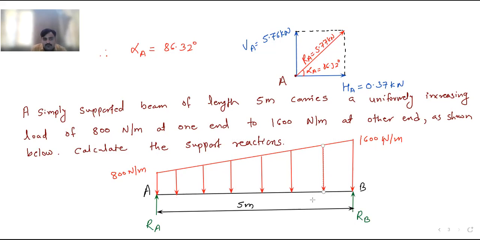So this is the loading which is given on the beam. Now you can see at this end, at this point, the intensity is 800 Newton per meter, and at this point, this intensity is 1600 Newton per meter.